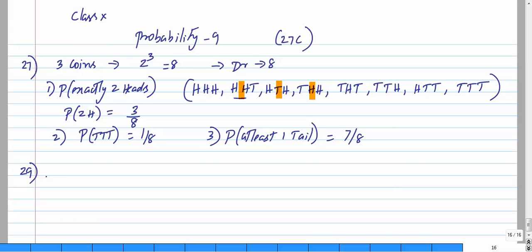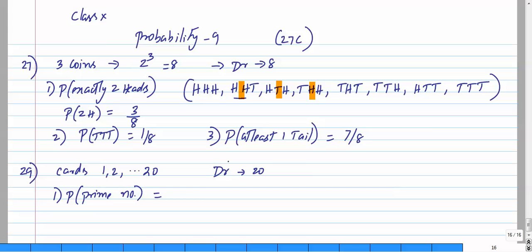Let's do problem number 29. Cards marked with numbers 1, 2, 3, etc. up to 20 are well shuffled and a card is drawn. So how many outputs? I can clearly say that denominator is going to be 20. Total outcomes. What is the probability that the number on the card is a prime number? P of getting a prime number.